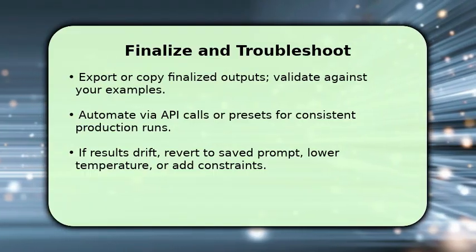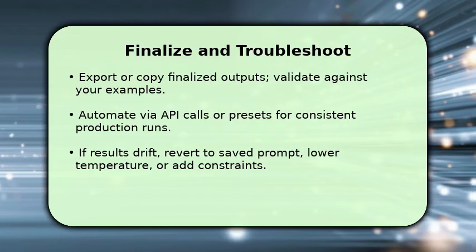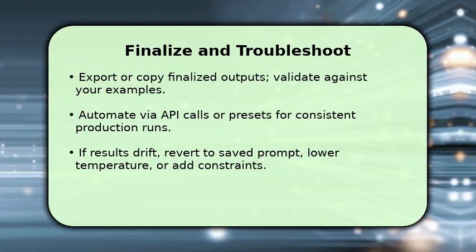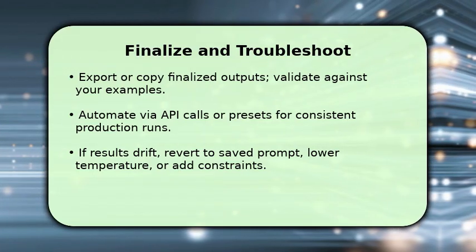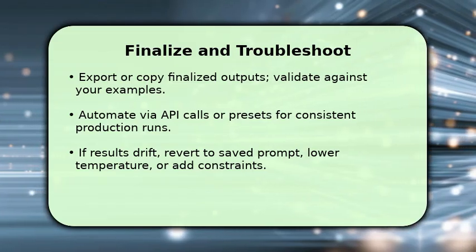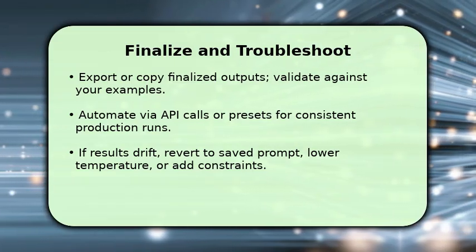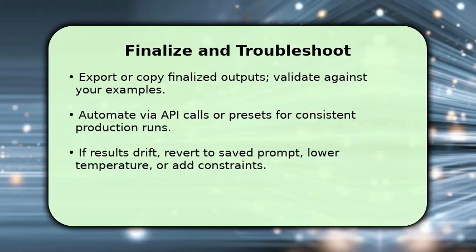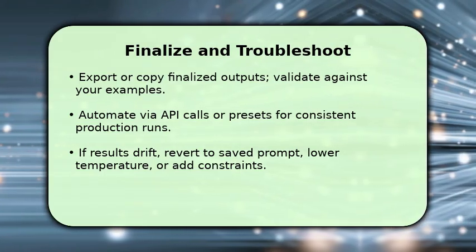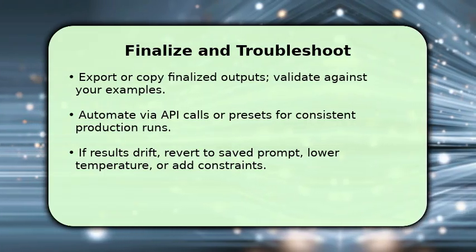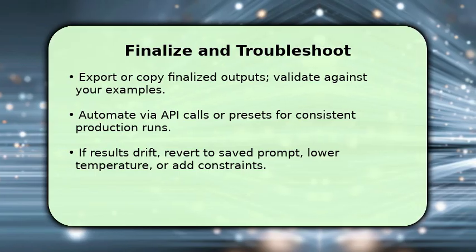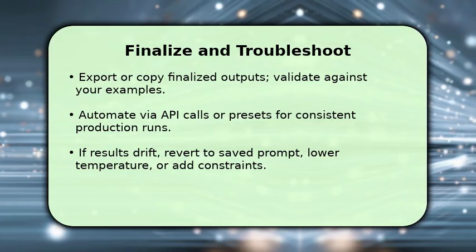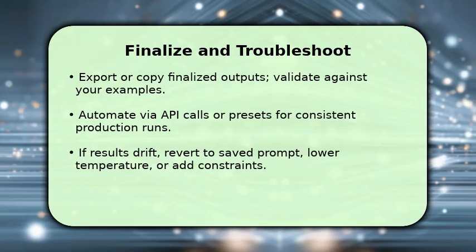Next, automate predictable flows using API calls, saved presets, or templates so production runs are consistent. Make sure to include input validation and logging to catch anomalies. If outputs start drifting, revert to the saved prompt, lower temperature, or add stricter constraints. This is the key troubleshooting tip. If problems persist, isolate recent changes and rerun tests.